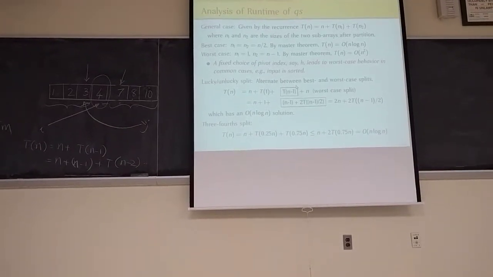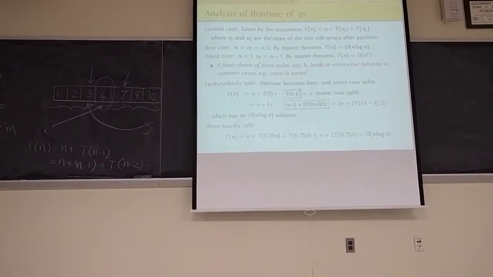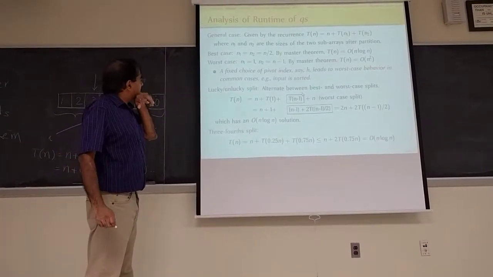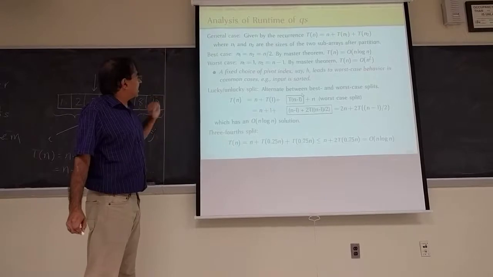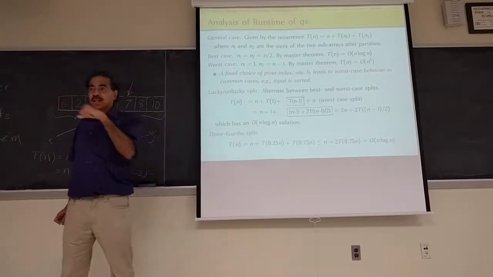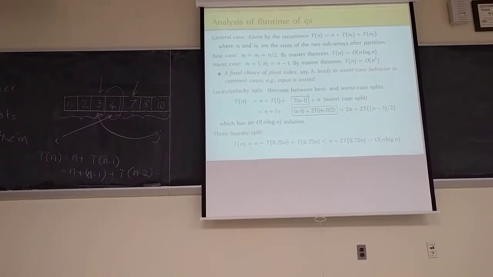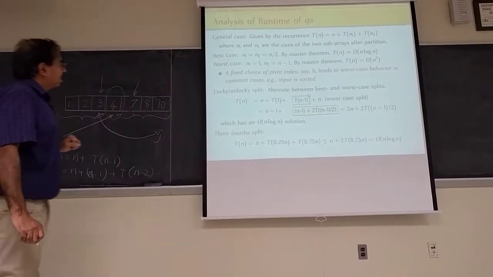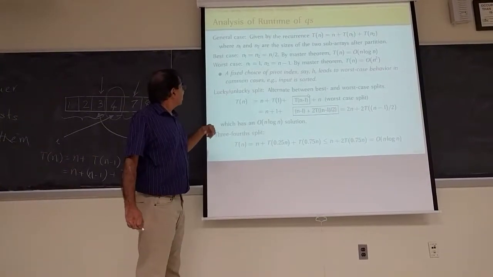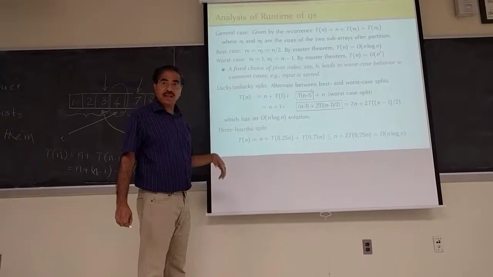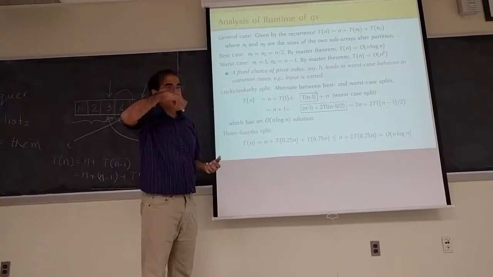Quicksort has this bad behavior in the worst case. So the question is, why do we use it? Well, the reason why we use it is that in order to get to the worst case, you really have to be unlucky at every step. Suppose whenever you make a split, let's say one split you're lucky and the other one you're unlucky. Let's see what happens in that case.